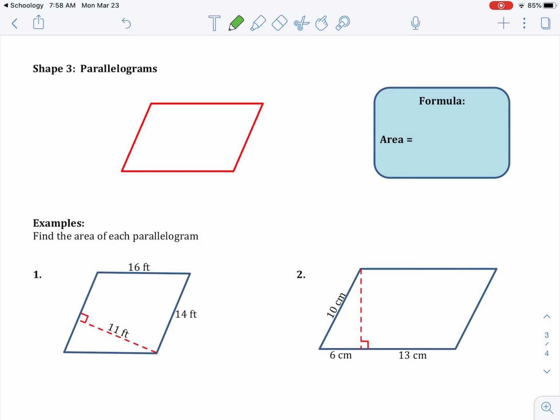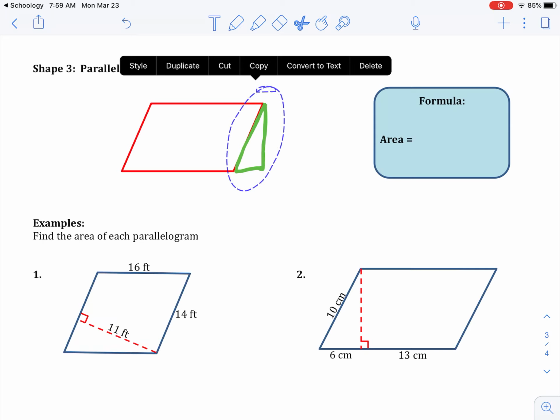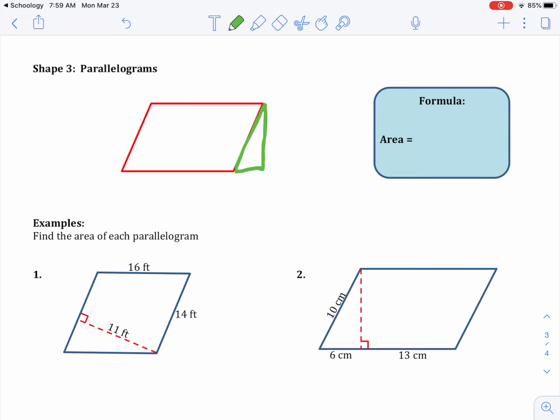All right, next we have a parallelogram. So a parallelogram, I want you to think about this here. If I drew a line right here and then traced this triangle and I picked it up, okay, and I moved it. So let me use my scissors here to move it. And I moved it over here. Realize this would now be gone.